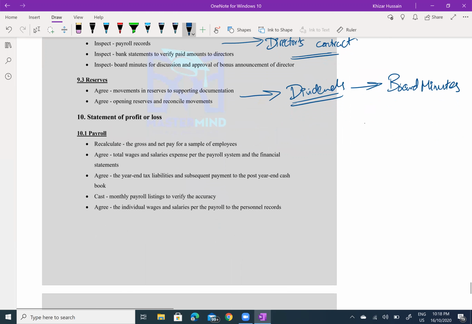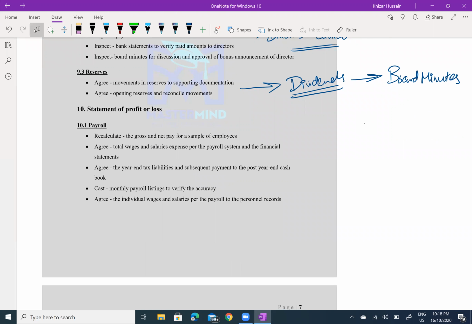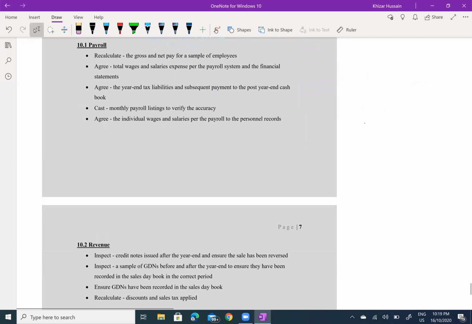Now, statement profit and loss. Now, this is very crucial, right? When we talk about statement profit and loss, there are certain assertions that do not apply as compared to your account balances. Okay, so existence does not apply, rights and obligations does not apply, right? So you have to talk about, let's say, cutoff. One of the assertions that applies on both of them is accuracy, right? You remember. So let's say first let's talk about payroll, right?